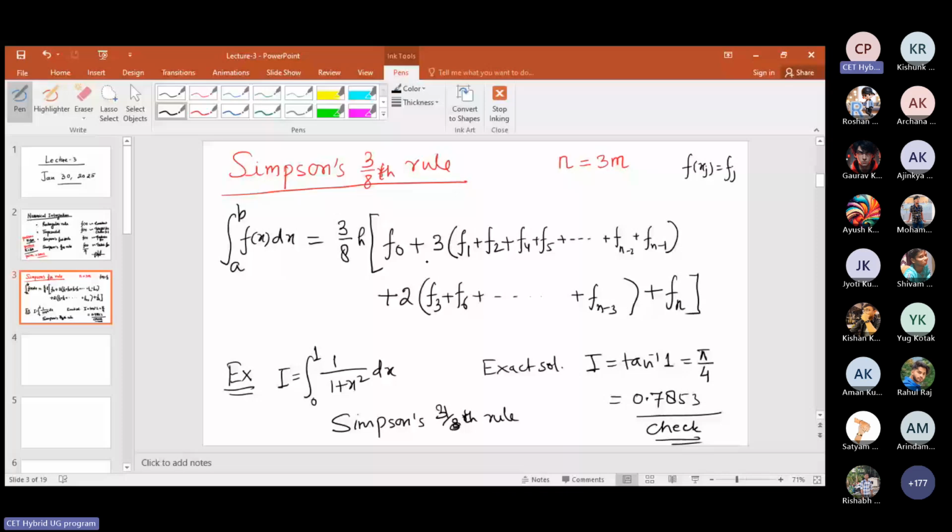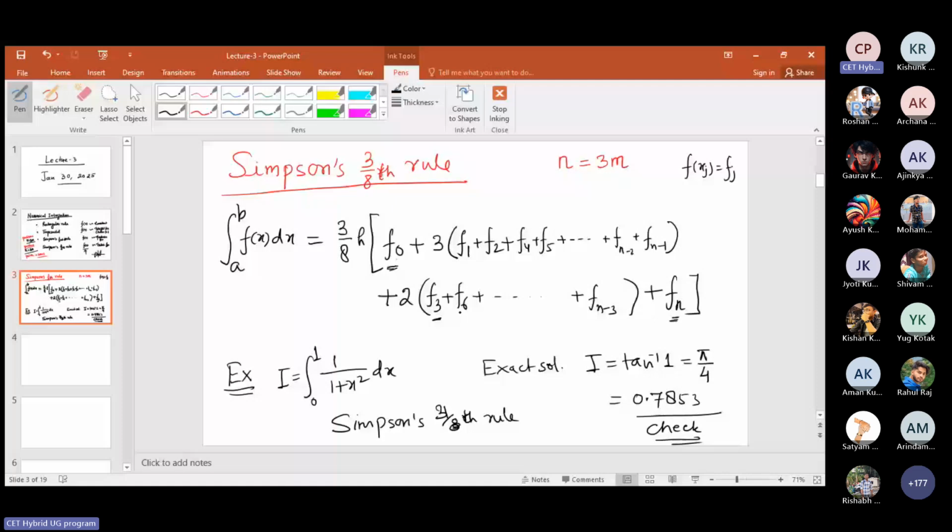I mean, you don't have anything which can be so easy to remember, but you can think of it that the multiples of 3 will appear with a coefficient of 2, and others will appear with a coefficient of 3. This 3 is something which is common here. And f0 and fn, first and last, as in case of any method, have the coefficient 1, whether it's 1/3 or 3/8. Then f3 multiple of 3 gets 2, and then others with 3. So that way 3, 6, 9, etc.